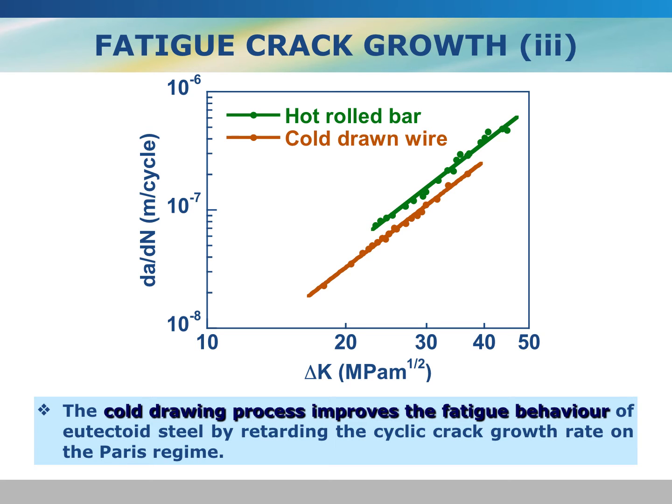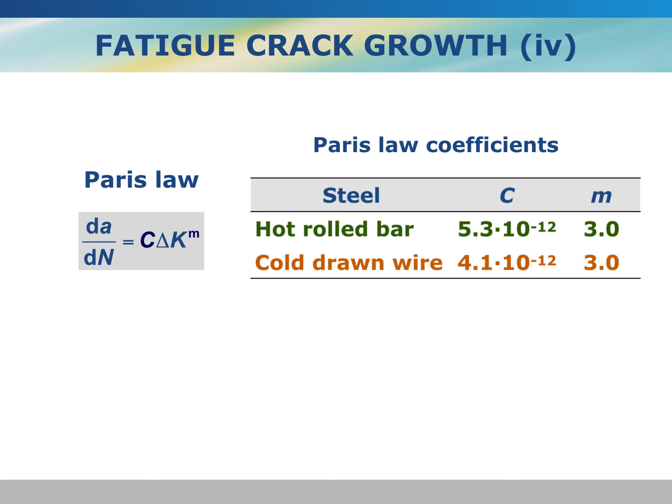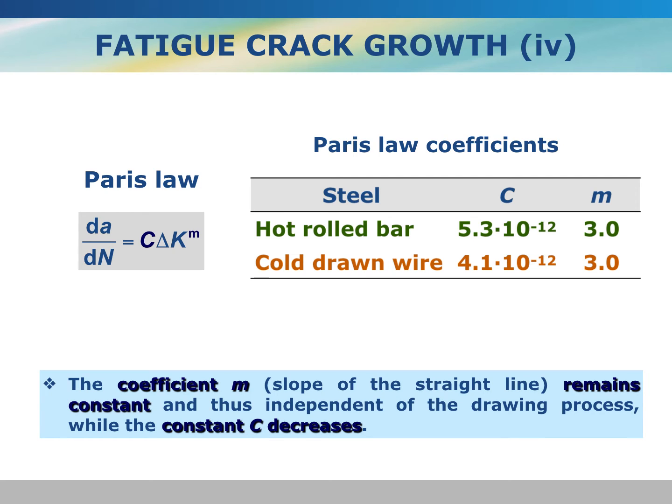The cold drawing process improves the fatigue behavior of eutectoid steel by retarding the cyclic crack growth rate in the Paris regime. These are the results of the Paris law coefficients C and m. The coefficient m, the slope of the straight line, remains constant and thus independent of the drawing process, while the constant C decreases with the cold drawing. There is an improvement of fatigue behavior.